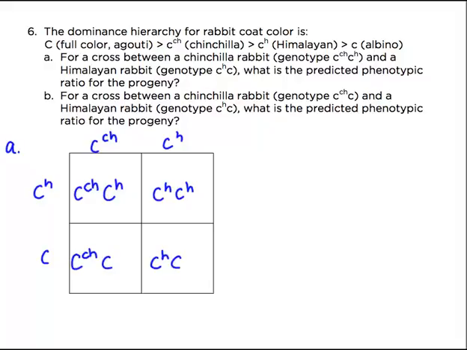Okay, so if these are the genotypes, what are the phenotypes? Remember to always look back at your dominance hierarchy to get the phenotypes. So chinchilla c.ch is dominant over both the Himalayan allele and the albino allele. So for these two, they are chinchilla. So you have 1/2 chinchilla. The Himalayan allele, ch, is dominant over the albino allele. So both of these are Himalayan, so it's 1/2 Himalayan.